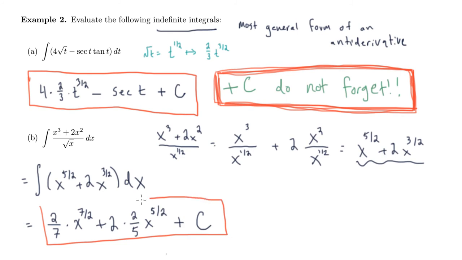So there's no magic, nothing crazy going on. Find an antiderivative and then stick on plus c, and you will be well on your way to making it.